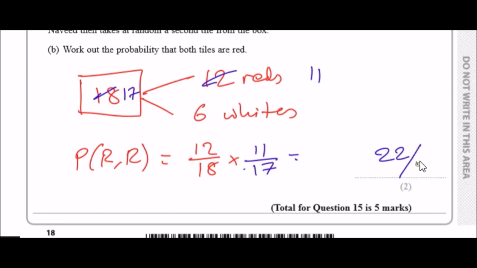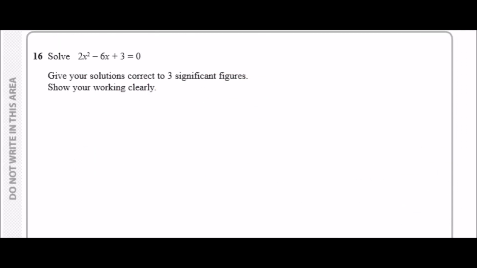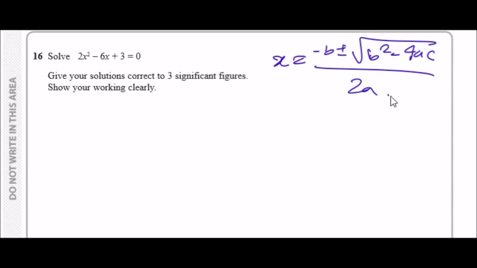So right, question 16. We need to solve this quadratic equation as it's set to 0. Give your solutions correct to 3 significant figures, show your working clearly. What this means is that we just need to use the quadratic formula and solve it. Simple as that. If you're not sure about the quadratic formula, it's given at the front of the formula sheet, where x equals minus b plus or minus the square root of b squared minus 4ac, over 2a.